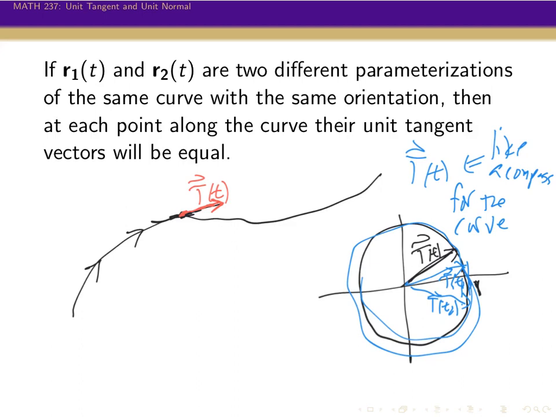Okay, and so the analogy I often use, I think I've used before, if you're driving in a car, r prime of t is your velocity, which is both your speedometer and a compass. The unit tangent vector is pulling the speedometer out of that, right? And so the unit tangent vector is just the compass.